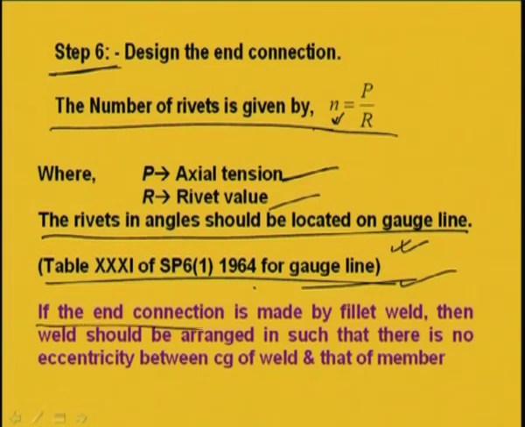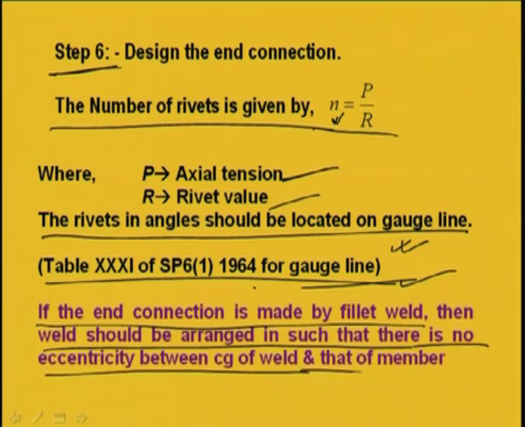Now if the end connection is made by fillet weld, then weld should be arranged in such a way that there is no eccentricity between CG of weld and that of member.